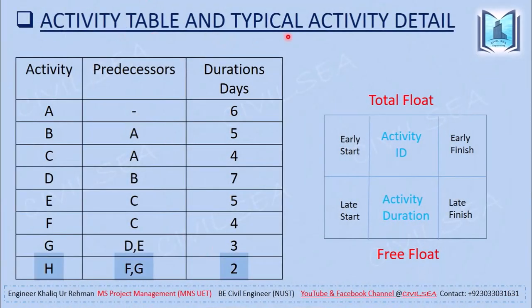Activity table and typical activity detail. Here is the activity table. In this column, all the activities are being placed, in this column, the predecessors are placed, and in this column, the durations of the activities are being placed. So this is the typical layout detail of the activity.